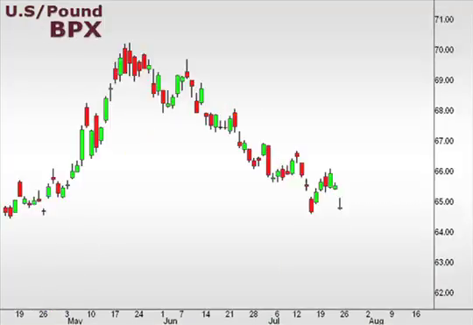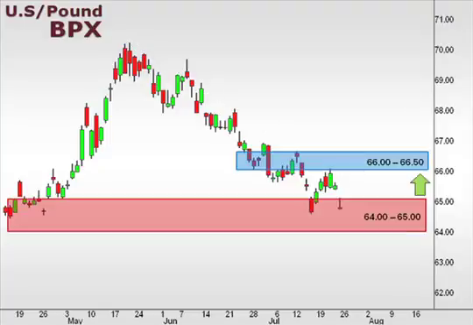The BPX, the US versus the British pound, continues to trend lower, retesting 64-65 as support. Now, a bounce is likely to meet with resistance at 66. A break above this level opens the window for a more significant retracement higher. A break below 64 opens the window for another leg lower.